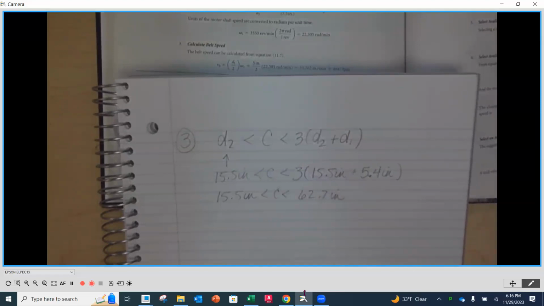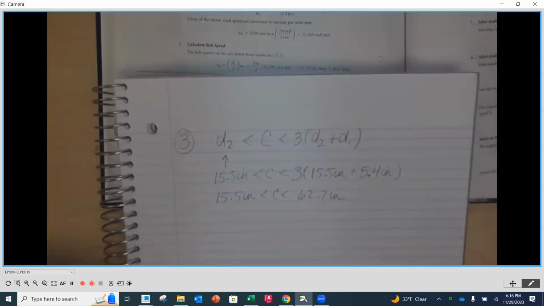All right, so now let's just see what they picked. Oh, they had different gears, or different pulleys. That's okay, we'll pick our number. Ours is better. It's closer.